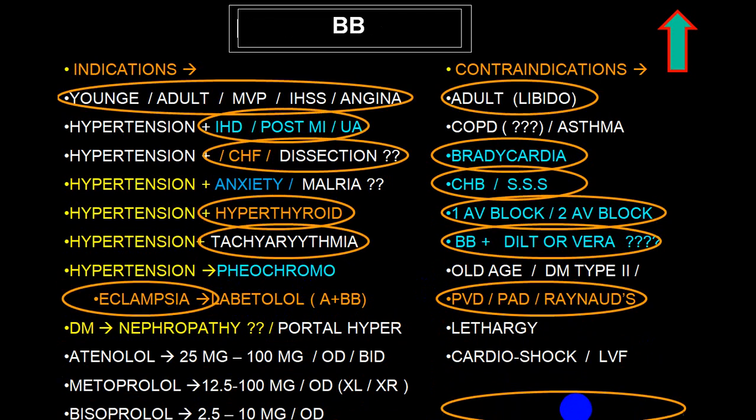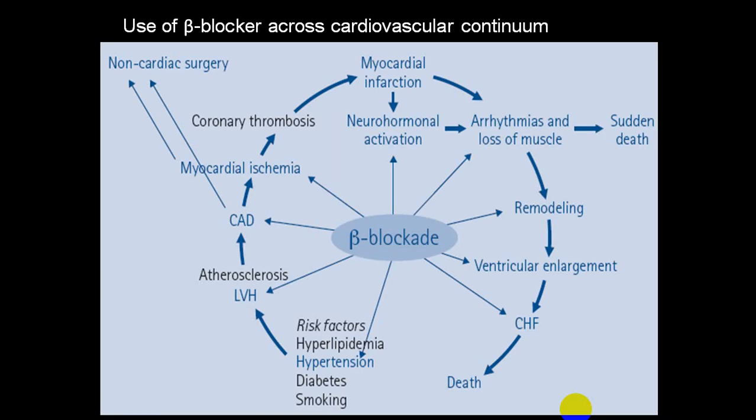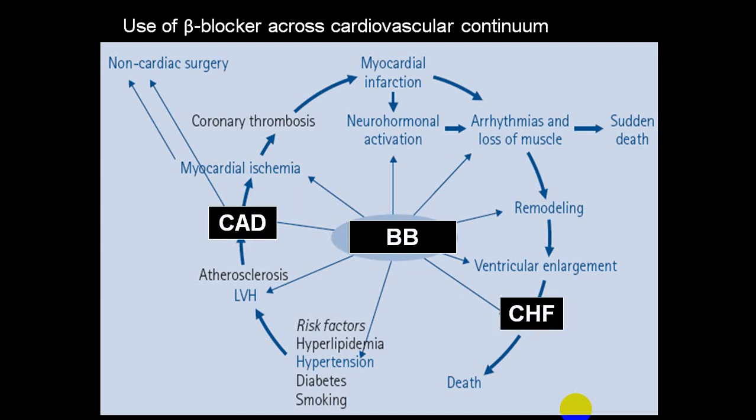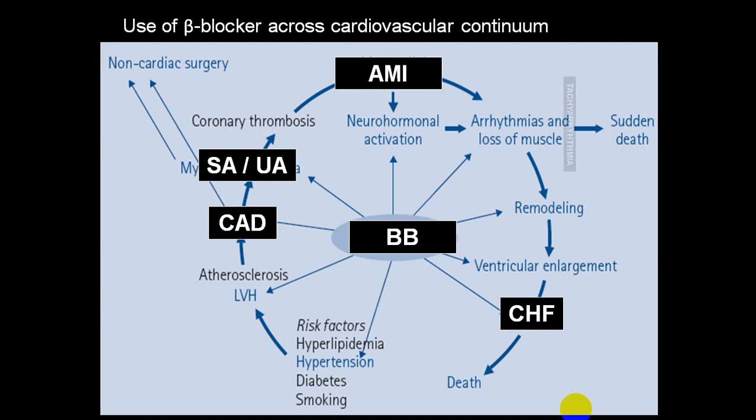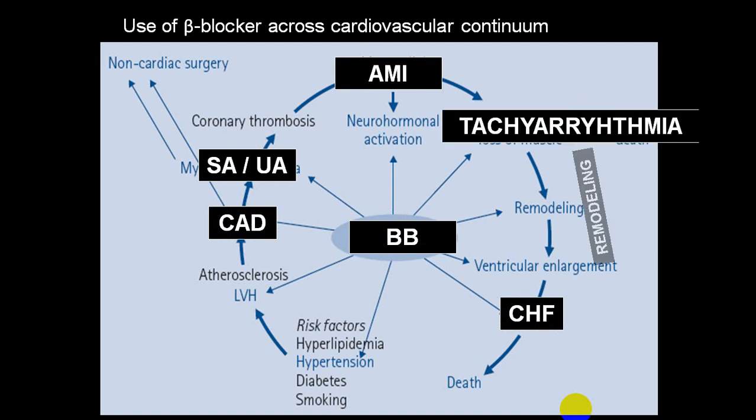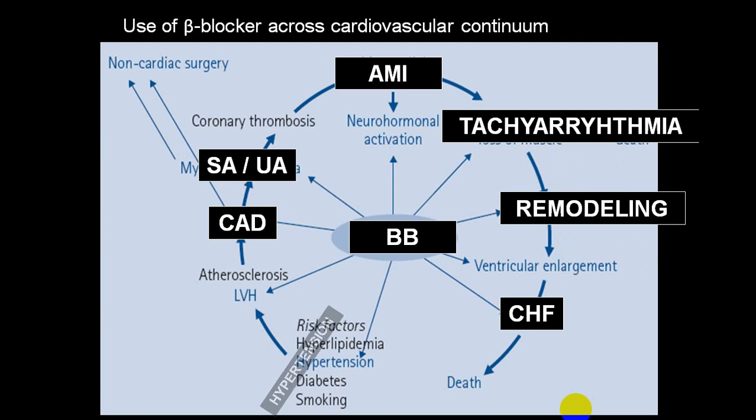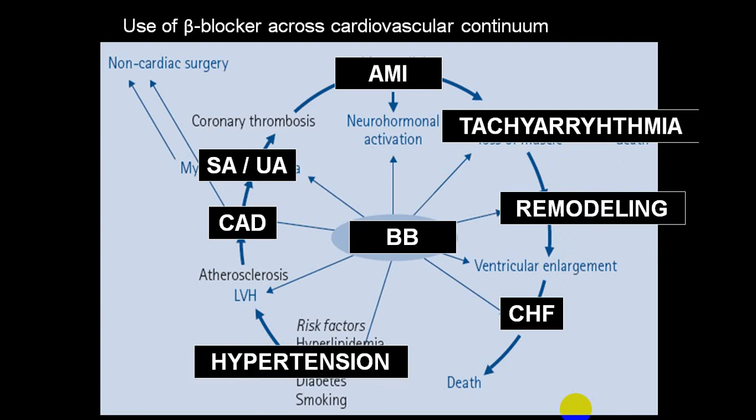And I'll show you in the next slide, combined together, how this beta blocker is effective, and it is a first drug of choice. It is a first drug of choice if a person has ischemic heart disease with hypertension, congestive heart failure with hypertension, stable angina, unstable angina with hypertension, acute MI with hypertension, tachyarrhythmias, for remodeling purposes, and if a person is hypertensive. So remember all this. These are all cardiovascular conditions.